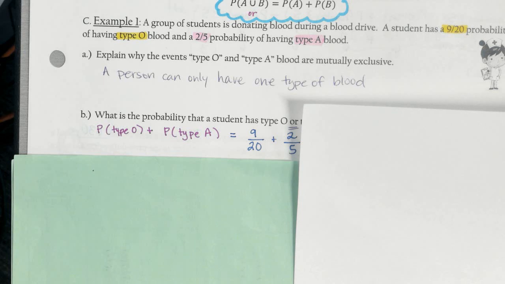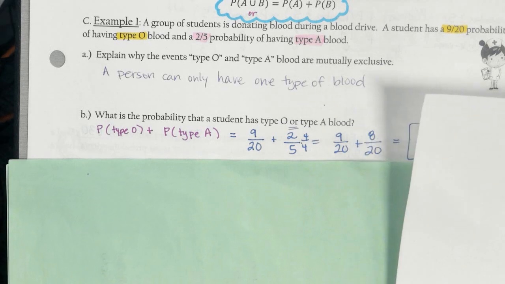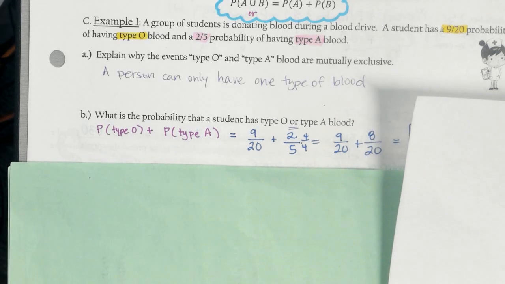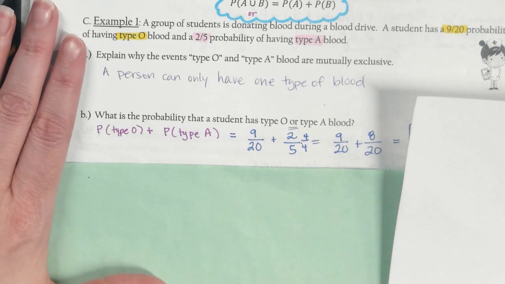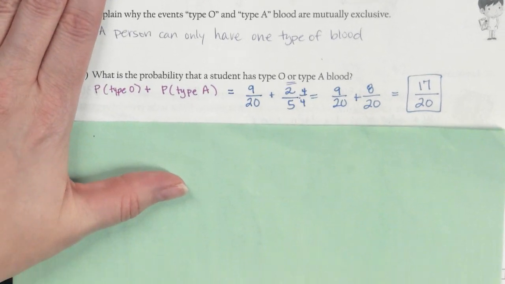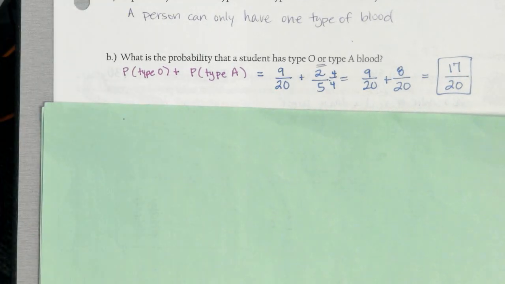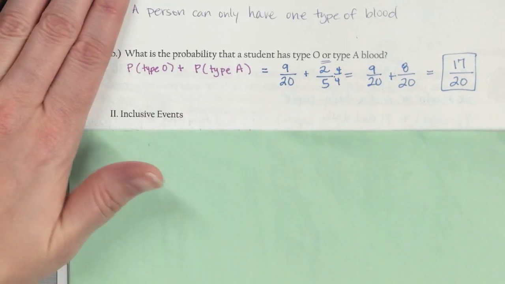We multiply 2/5, top and bottom, by 4 over 4. If you multiply by 4 over 4, then you will get 8 over 20, and then you can add. As a reminder, when adding fractions, add the numerators, and the denominators stay the same. So that's going to be 17 over 20. You have to make sure you get the common denominator and then know how to add fractions.